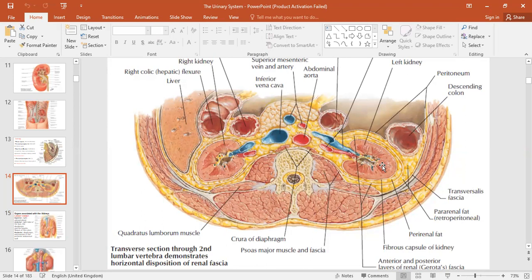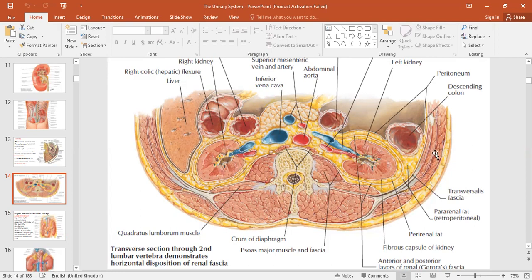Then we have several other muscles at the back. These are the erector spinae muscles, this one and this one. It's a group of muscles that enables the spine to be erect. So these muscles are lying posterior to the kidney.